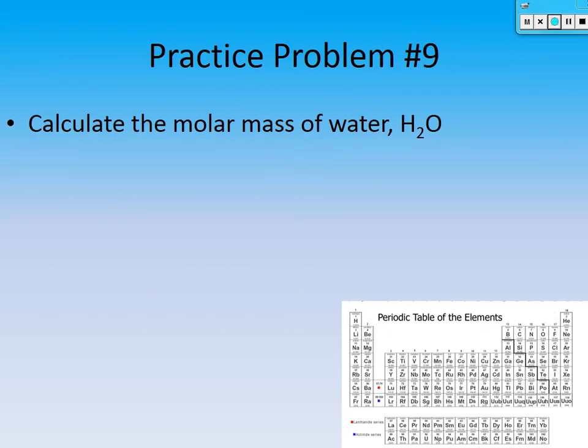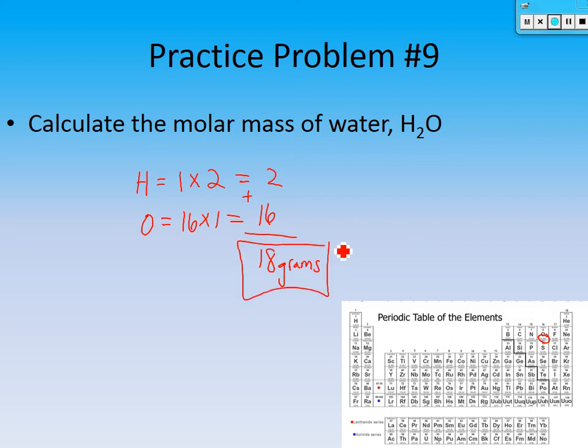Practice problem number 9. Calculate the molar mass of water. We just did it. Hydrogen, if you look it up right here, is equal to 1. We're rounding to the nearest whole number. But we have to times it by what, guys? 2, and that gives us 2. Oxygen, if you look it up, says 16 when rounded to the nearest whole number. There's just 1 oxygen atom here, so times it by 1. That's 16. Add it together in the end. That's 18 grams.